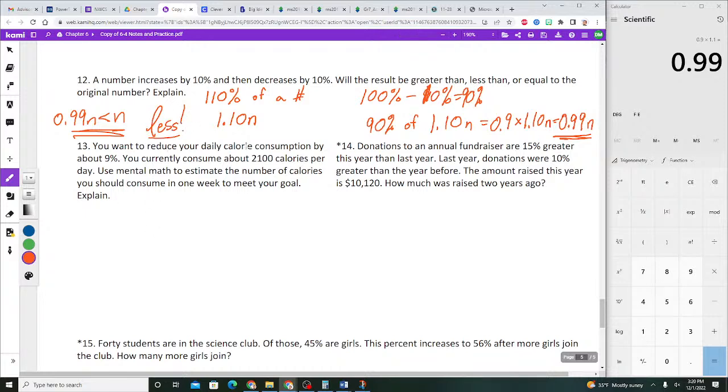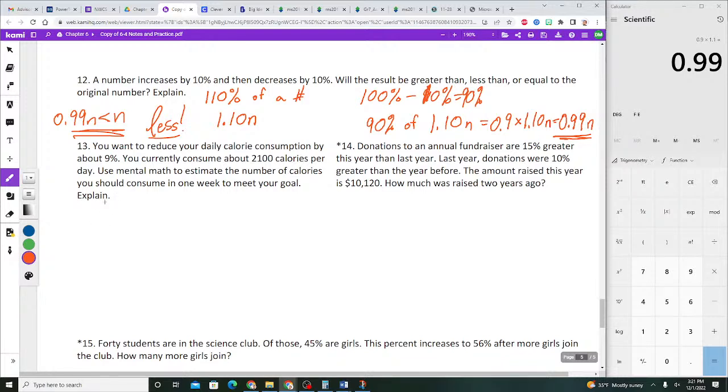You want to reduce your daily calorie consumption by about 9%. You currently consume about 2,100 calories per day. Use mental math to estimate the number of calories you should consume in 1 week to meet your goal. Okay, so you want to take this 2,100 and reduce your calorie consumption by about 9%. I'm going to write things down, although it says mental math, I'm just not going to use a calculator.